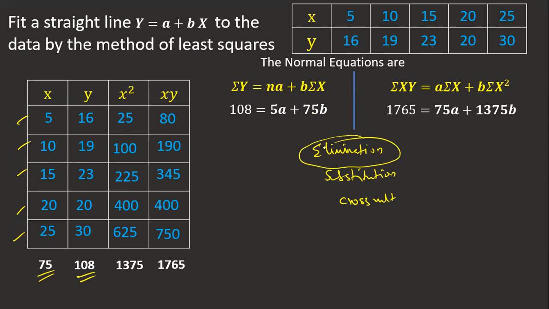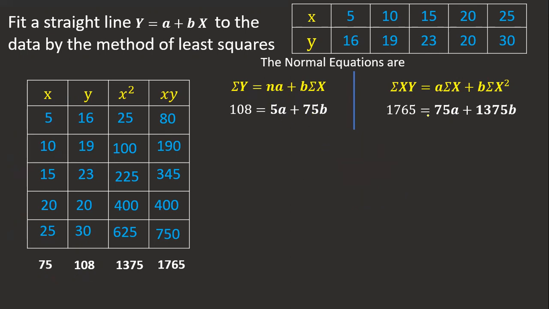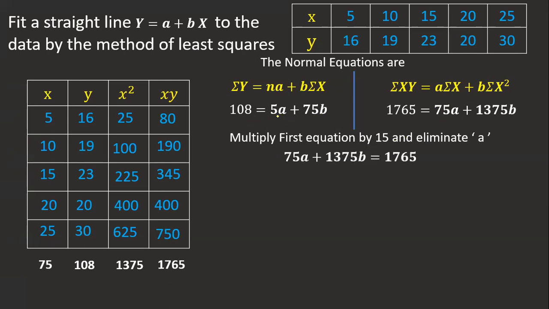Okay, so now elimination method, how to do this. So I'm going to make this A and B as equal here. So what I'm going to do here, I'm going to multiply the first equation by 15 so that it will become 75. So my A will be same so that I can subtract it. So 15 into 5 gives you 75A. Then 15 into 75, which gives you 1375. 15 into 108, which gives you this value, right?